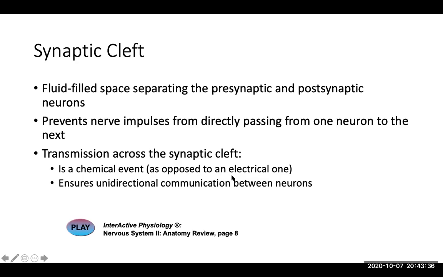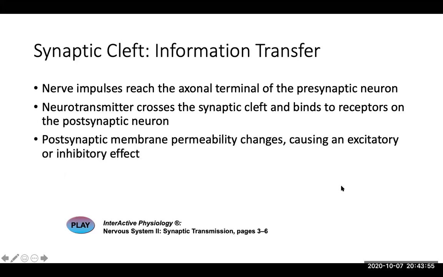But to move this passage of a nervous signal from a neuron to another neuron, we have to release chemicals, and those are the neurotransmitters that get released across the synaptic cleft. This ensures unidirectional communication between neurons, so it allows for a lot of control within the synaptic cleft.